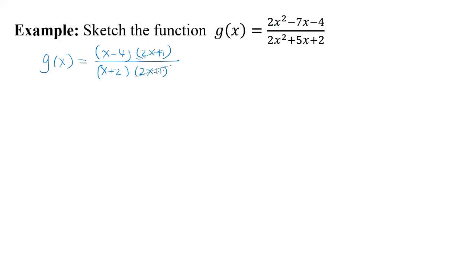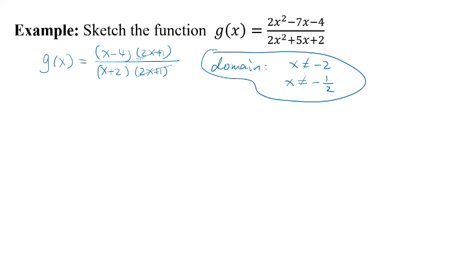But before you do that, pay attention to the domain. The domain is x cannot be minus 2, x cannot be minus 1 over 2. You need to control the domain first. After that, then you can cancel these two factors here. Otherwise, you might lose some parts of the domain.